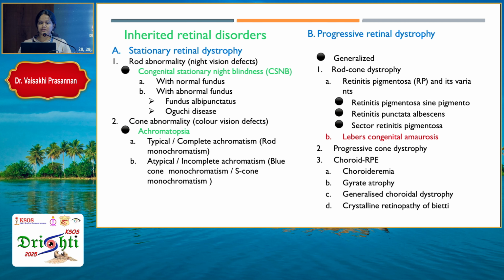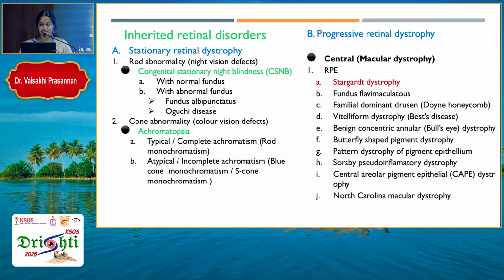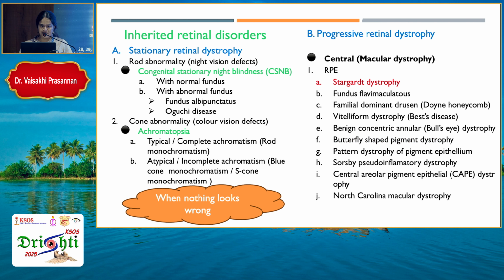Coming to inherited retinal disorders, they can be either stationary or progressive, as shown in the slide. In these cases, ERG is particularly important because it has both diagnostic and prognostic value, and it should be correlated with the fundus findings and other investigations like OCT as and when required. In many cases of inherited retinal disorders, the fundus can be absolutely normal, as in congenital stationary night blindness or achromatopsia, or in early cases of Leber's congenital amaurosis or Stargardt's dystrophy, which are commonly seen. So even when nothing looks wrong, an ERG should be done, which can give a clue.